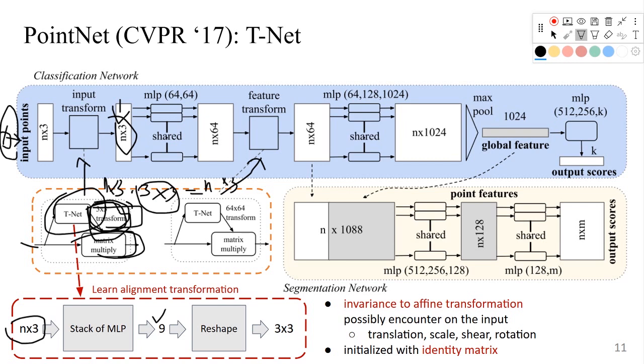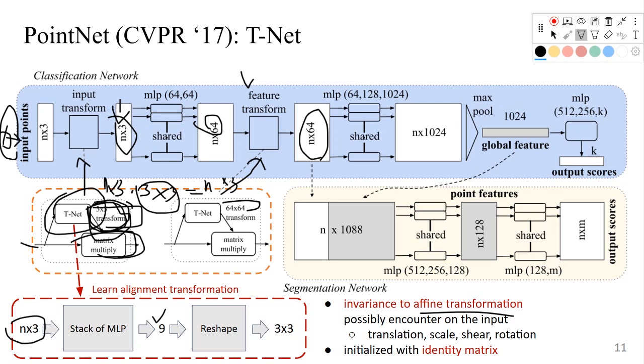In the feature space, it is also the same. The difference is just the dimensions. Because we have 64 dimensions, we learn a 64 by 64 matrix, and we get another result with exactly the same dimensions, but transformed to tolerate this affine transformation. Another note is that these transformations are initialized using identity matrices. I think this is the motivation of the TNet.